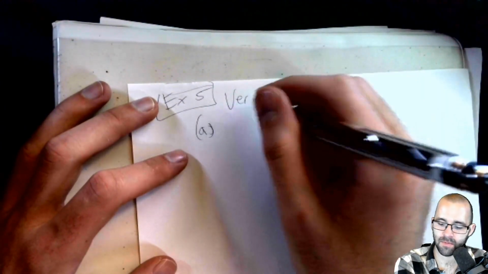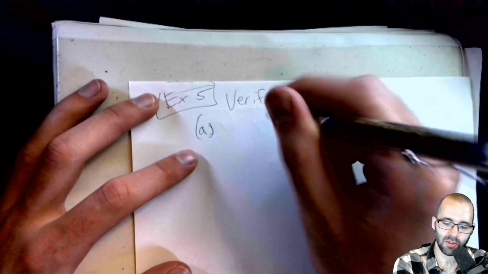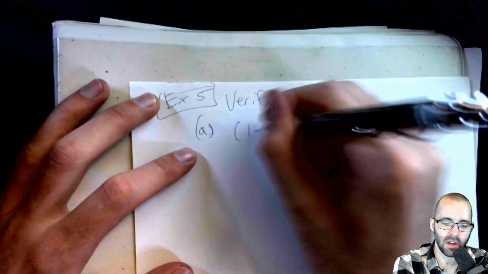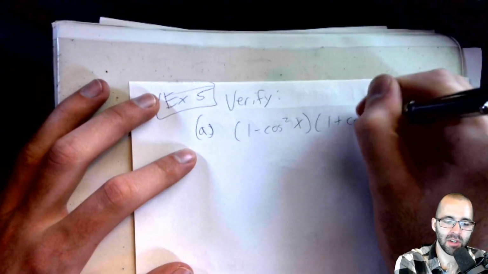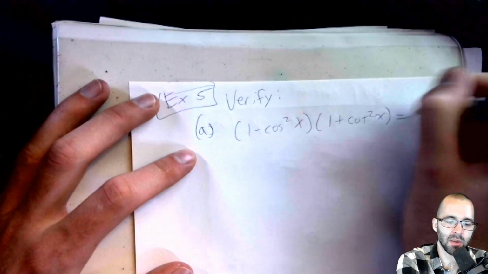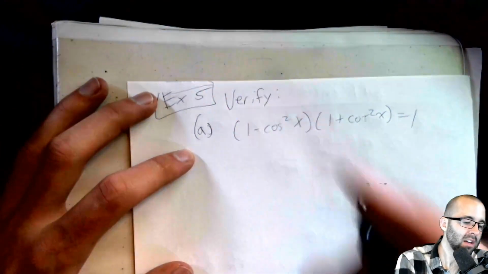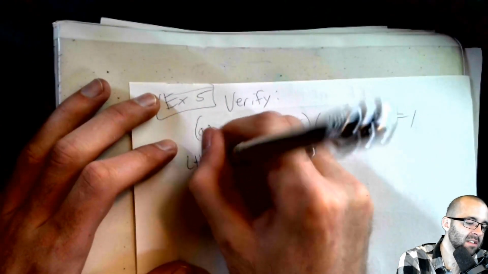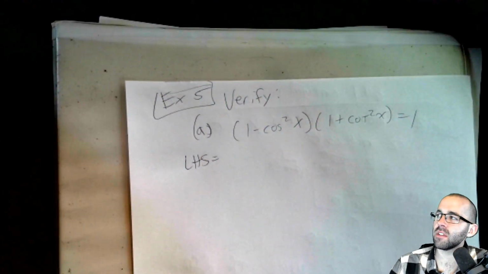All right, so finally, let's do 2 of the more tricky ones. 1 minus cosine squared of x times 1 plus cotangent squared of x equals 1. So again, you always want to start with the messier side here. So we're going to start with the left-hand side. The left-hand side's messier.